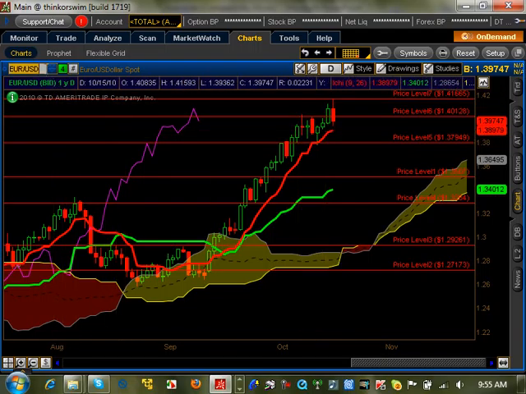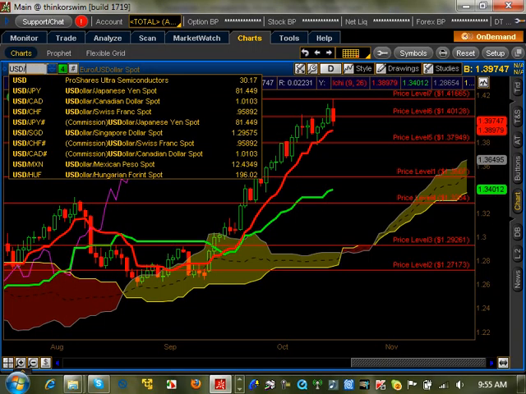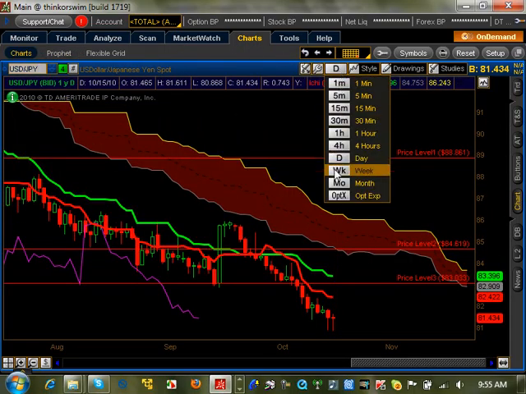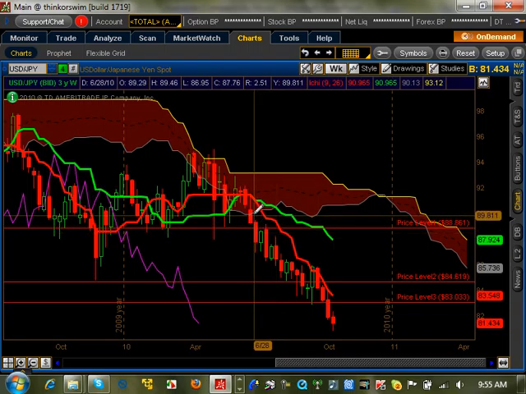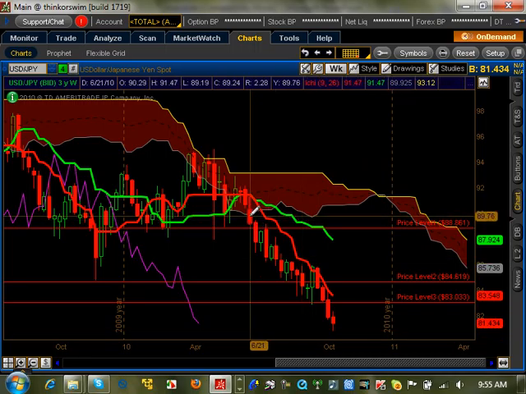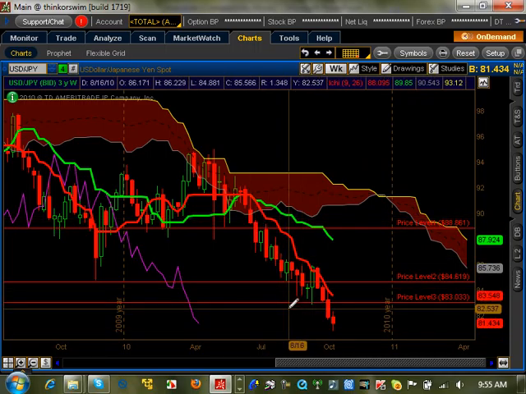Okay, so let's go look at another currency pair. If you look at US Yen, that's another currency pair that's been going for a very, very long time. And you can see this thing's still going very, very strong. It's been over a 900 pip movement since its break of the cloud, and still going very strong to the downward side.